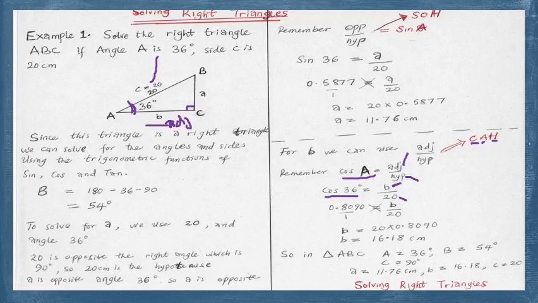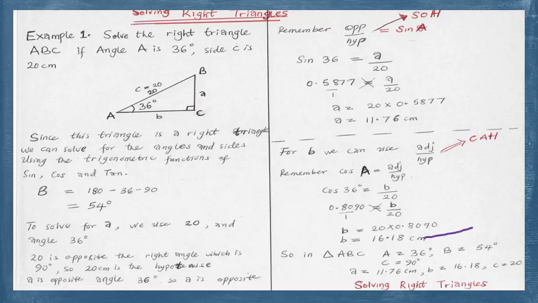The cosine of 36 degrees is 0.8090. So 0.8090 equals b over 20, so we cross multiply: 20 times 0.8090 equals b, so b equals 16.18. So now we've solved this right triangle.